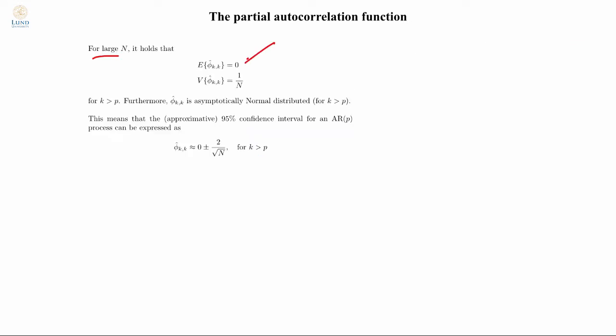Asymptotically, I can see that the PACF will have a mean of 0 and that it will have a variance of 1 over n, and that it is also going to be asymptotically normal distributed, just as the ACF coefficients are. That means that I can find a 95% confidence interval just as before, which is plus minus 2 over square root of n, just as for the ACF coefficients.